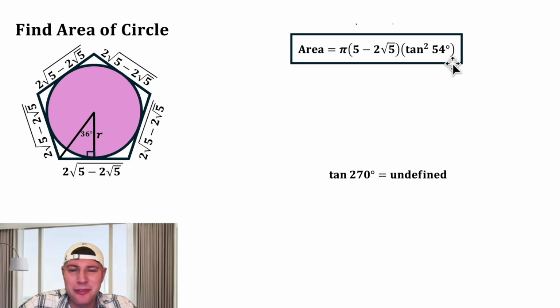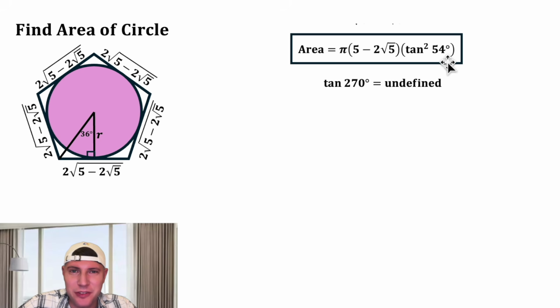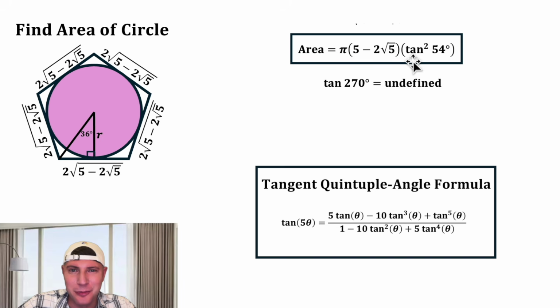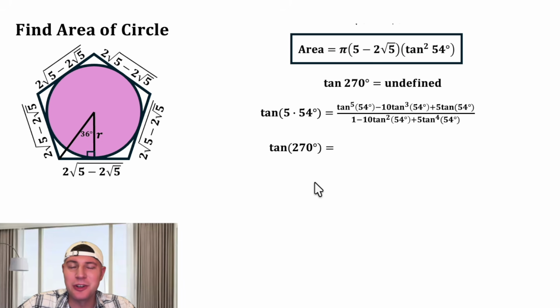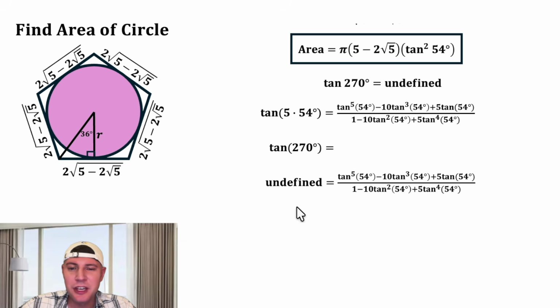Let's see if we can use that fact to find the tangent squared of 54. Since we ended up multiplying the 54 times 5 to get 270, we're going to use these notes for the quintuple angle formula. So using these notes, the tangent of 5 times 54 degrees is equal to tan to the 5th of 54 degrees minus all of this divided by 1 minus all this. Now 5 times 54 was equal to 270, and we know that the tangent of 270 is undefined. And this whole thing will be undefined when this denominator is equal to 0. So we can set all of this equal to 0.